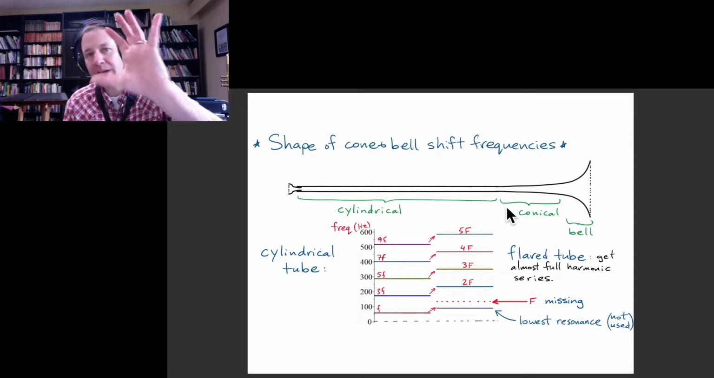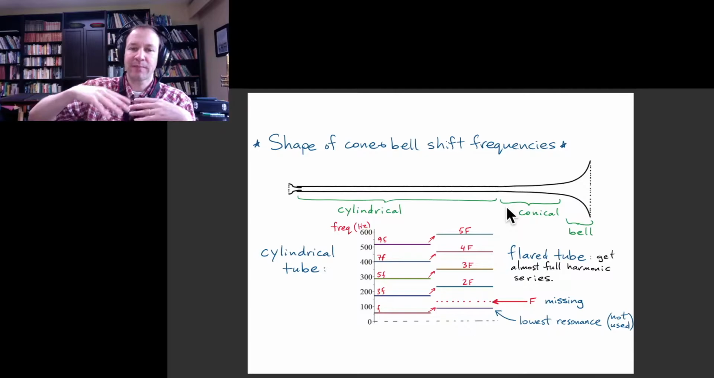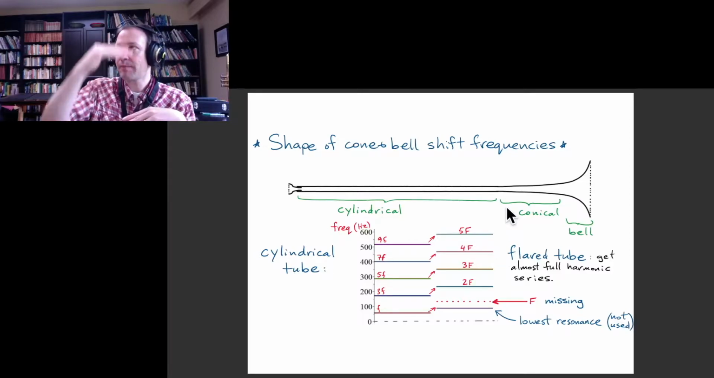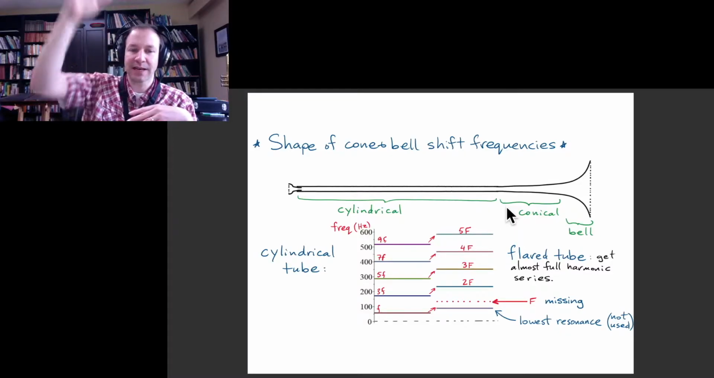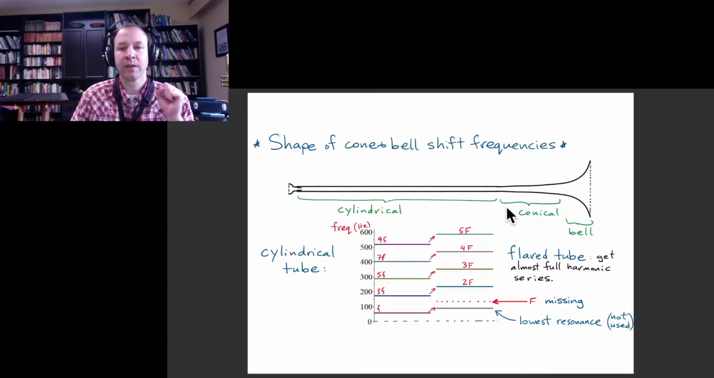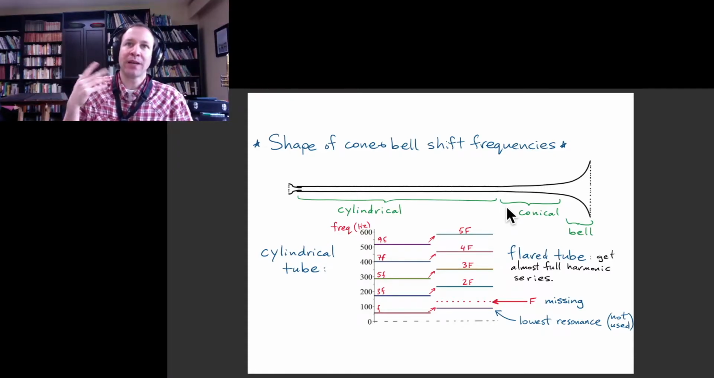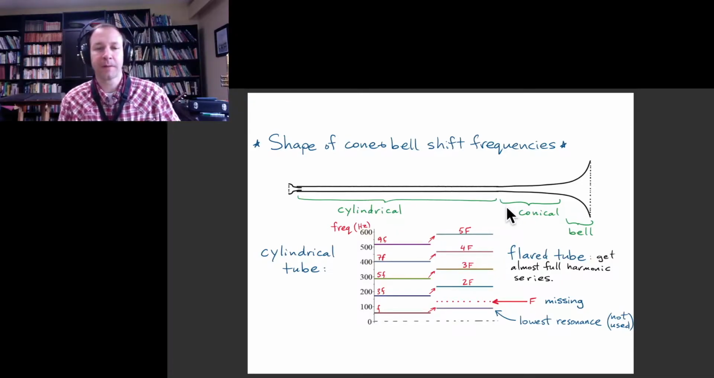So you may remember that with a cylindrical tube, the natural vibration frequencies for standing waves, sound waves in the tube, are the odd harmonics of a harmonic series. So you get a fundamental frequency and then 3 times that, 5 times that, 7 times that, and so forth. Whereas with a perfectly conical tube, we actually get all of the notes in the harmonic series, so F and 2F and 3F and 4F.